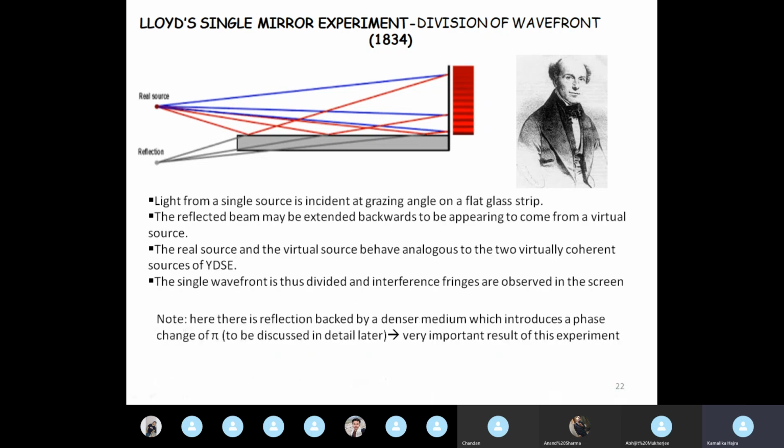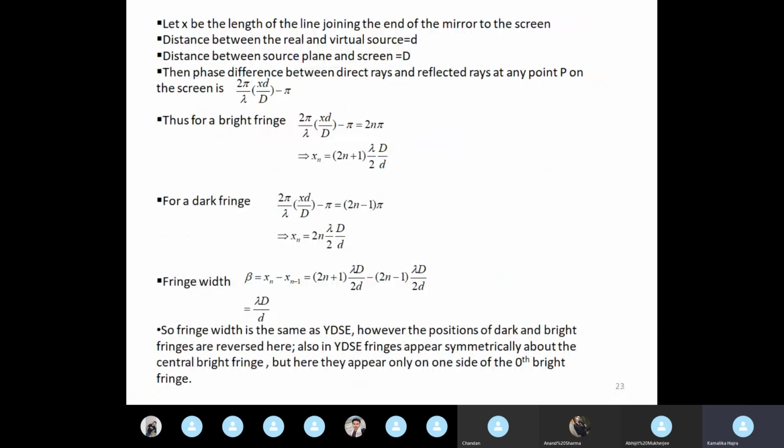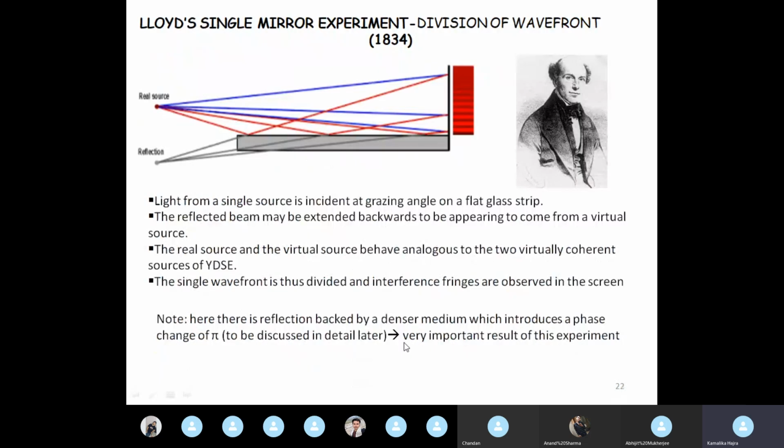Okay, and the one thing that we said is that there is a reflection backed by a denser medium which introduces a phase change of pi, and this we will discuss in today's class.